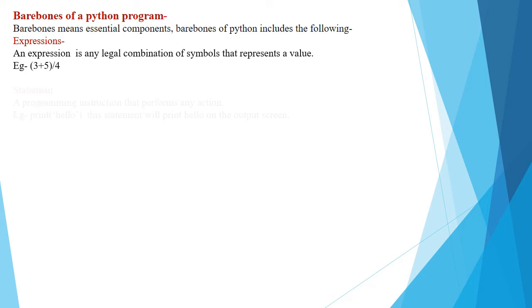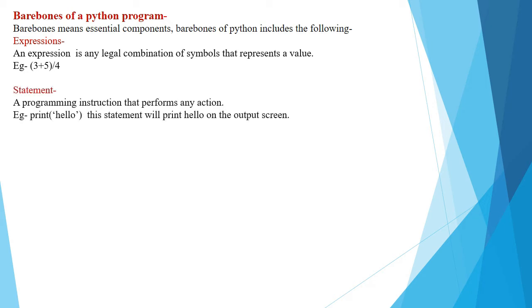Okay, next is the statement. A programming instruction that performs any action is known as the statement. That is a line in Python which is there in the program to do something. For example, if you are writing print hello, the statement print hello is being used to print something. So this has a particular function to be performed. This is known as the statement. The statement will print hello on the output screen.